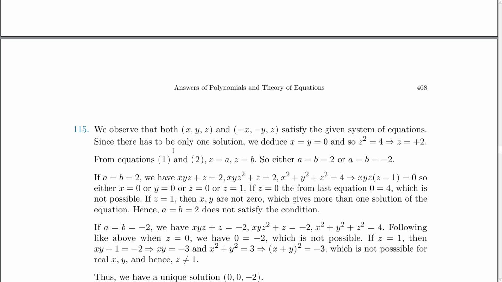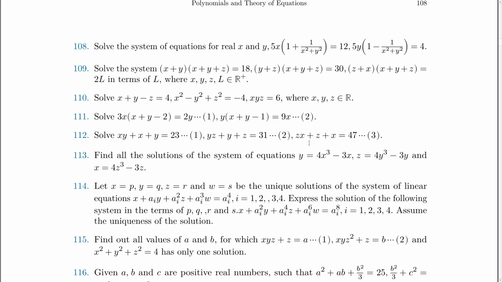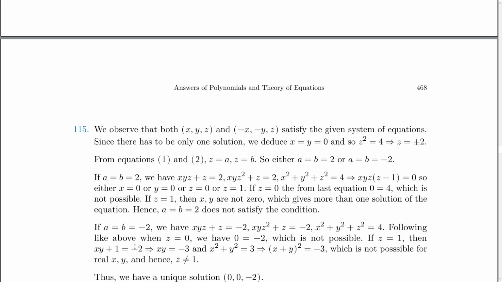And since we have only one solution, we deduce that xy is equal to 0, because if xy is anything other than 0, then we will have two solutions. So now we have xy is equal to 0, we put it in the third equation, we get z square is equal to 4, z is equal to plus minus 2. So from equations 1 and 2, we have z is equal to a and z is equal to b. So either a is equal to b is equal to 2, or a is equal to b is equal to minus 2. Now if a and b both are 2, we have xyz plus z is equal to 2, xyz square plus z is equal to 2, and x square plus y square plus z square is equal to 4.